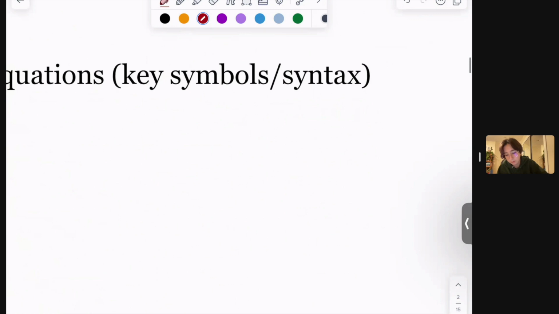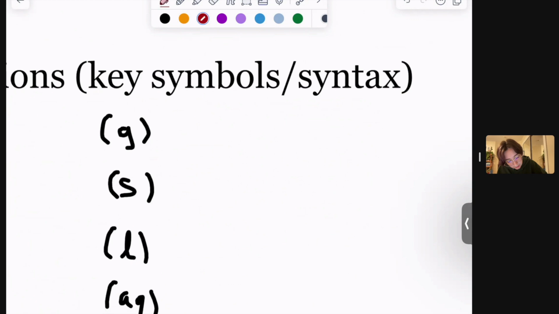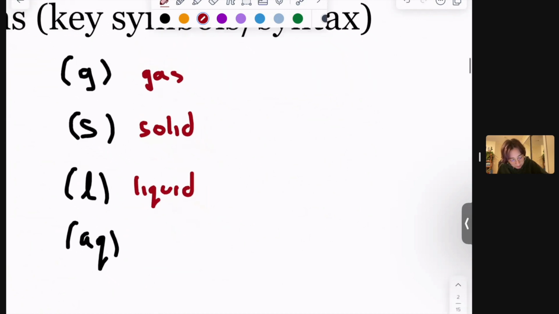Okay, what else might you see? Hopefully you've seen these guys before. We can indicate the state of matter of our substance with these. If it's a gas, you do a little g in parentheses. If it's solid, you do an s in parentheses. If it's liquid, you do an l in parentheses. And if it's aqueous, you use aq.